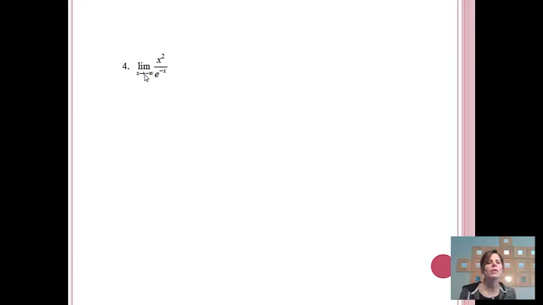I have the limit as x approaches negative infinity of x squared over e to the negative x. So I'm going to have negative infinity squared over e to the negative negative infinity, which turns to positive. And so negative infinity squared is just infinity, and then e to the infinity is infinity. So fortunately, I ended up with an indeterminate form, which means I get to apply L'Hopital's rule.